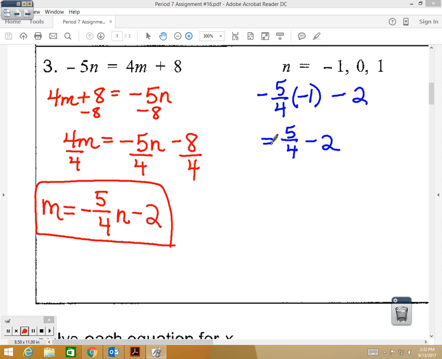And this is where some people really started struggling. If you are doing 5/4 minus a whole number, we need to write this whole number as a fraction. So to make a whole number into a fraction, you put it over 1. And in order to add or subtract fractions, we need common denominators. So if 5/4 has a denominator of 4, I need to make it so that 2 over 1 has a denominator of 4, which means I'm multiplying by 4.